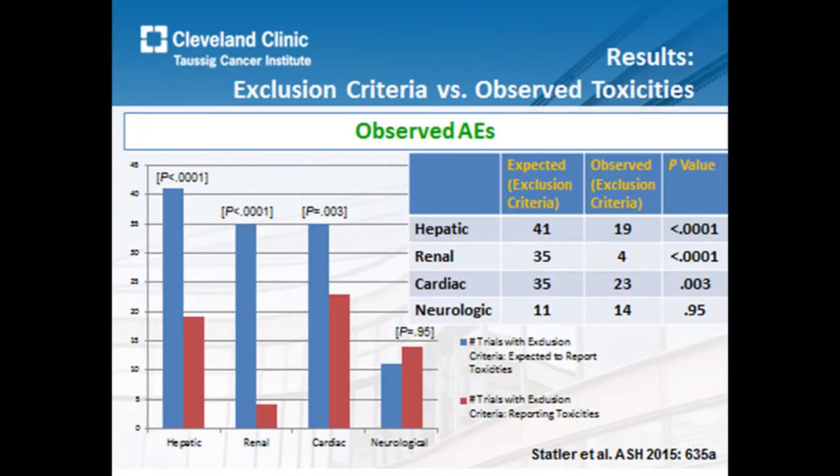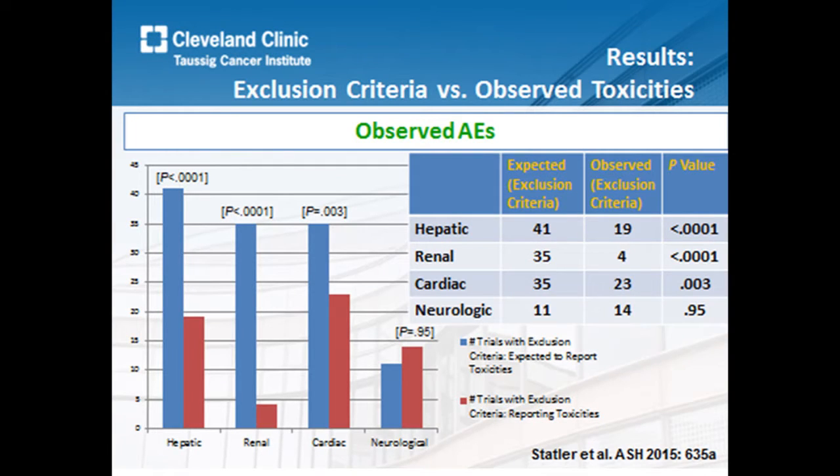When we look at the observed adverse events, for instance hepatic toxicities, of the 85 studies that excluded patients with hepatic abnormalities at baseline, we expected that 41 of those studies would report hepatic toxicities, and we only saw 19 studies actually report them. This same trend followed for renal and cardiac. Neurological was different. We anticipated that 11 studies would report toxicities, and actually 14 reported toxicities. So that was higher than we anticipated. Yeah, those are really our major findings. So you have a graphic showing expected versus observed adverse events that is quite striking.